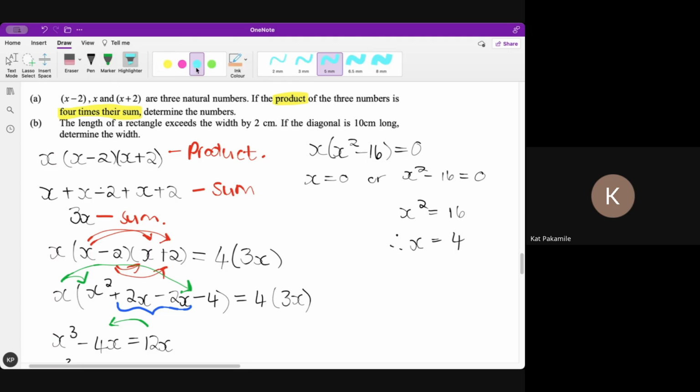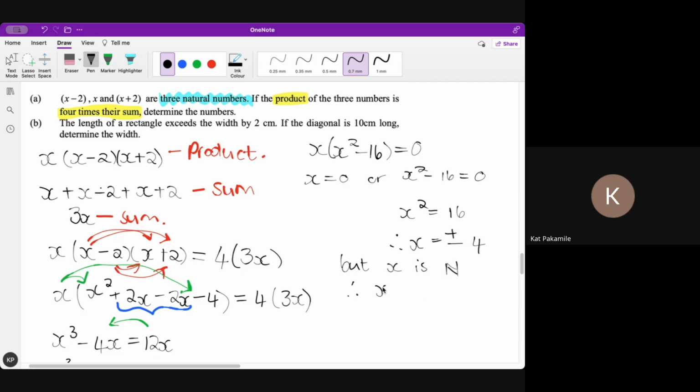What did they say? Three natural numbers. Is negative 4 a natural number? So you can say it's equal to plus or minus 4, but x is a natural number.